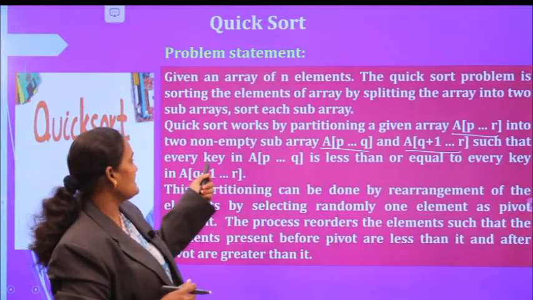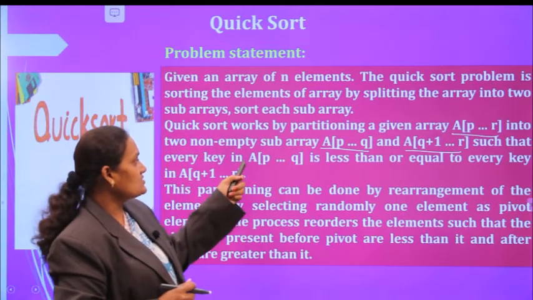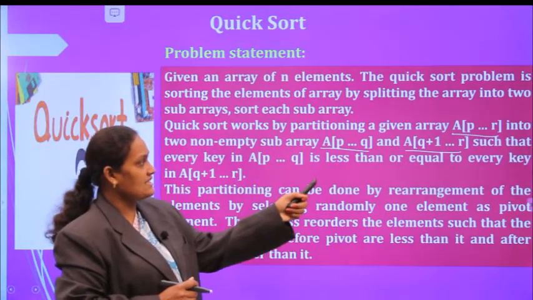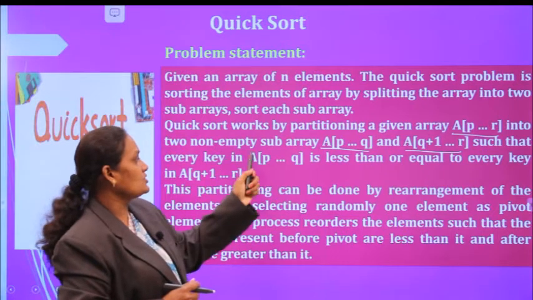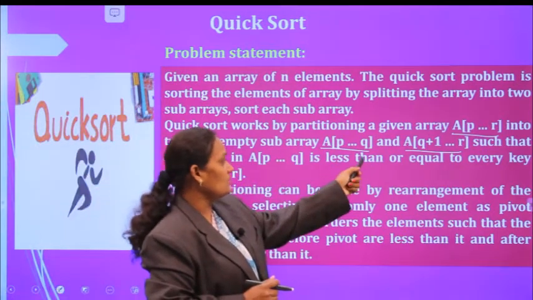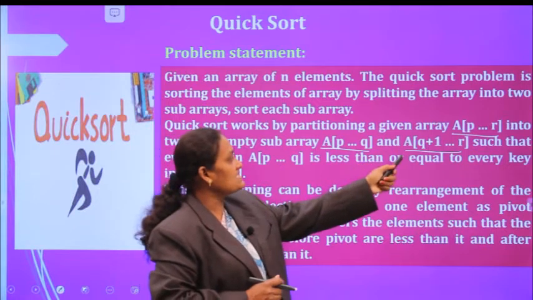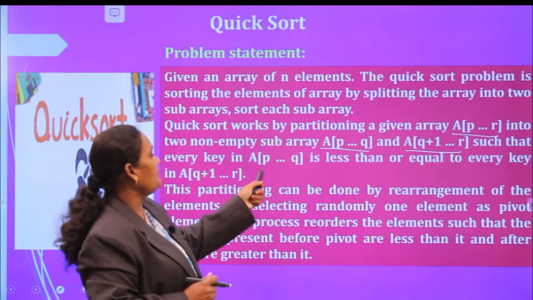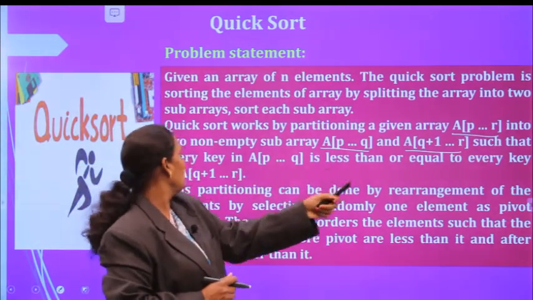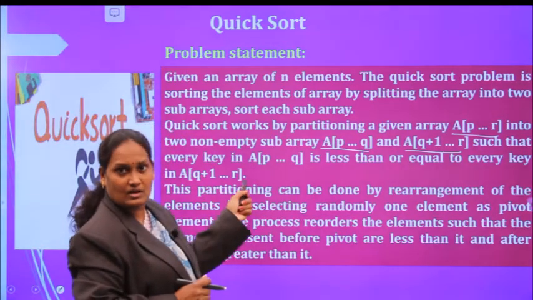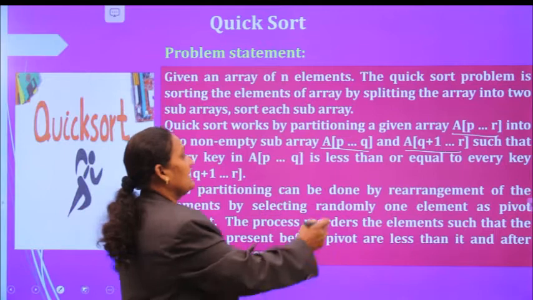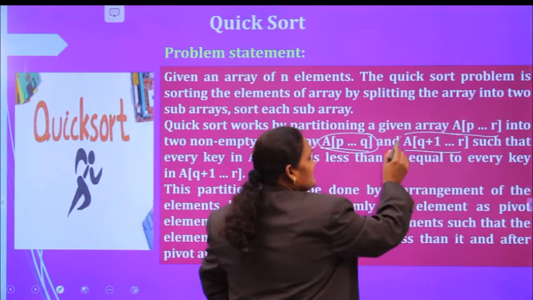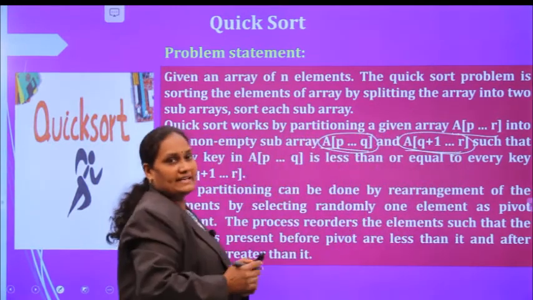So here, what is the quicksort procedure? It partitions the given array A[P to R], where P is the low index and R is the high index, into two subarrays. A[P to Q] is the first subarray and A[Q plus 1 to R] is the second subarray, such that every key in A[P to Q] is less than or equal to every key in A[Q plus 1 to R]. How is the partitioning done? The elements present in the first subarray are always less than the elements present in the second subarray.